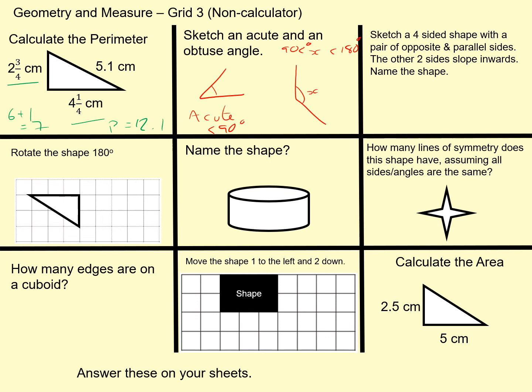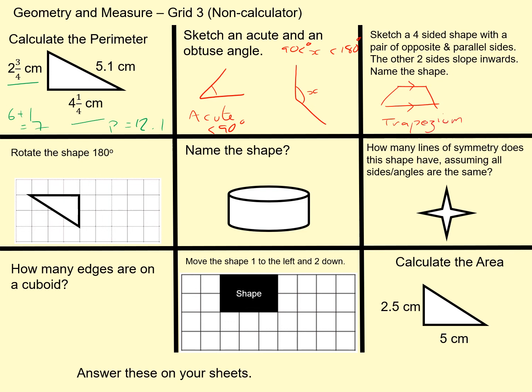Next, sketch a four-sided shape with a pair of opposite and parallel sides. The other two sides slope inwards. Name the shape. Okay, well, let's have a think. So, a pair of opposite and parallel sides. Forgive the bad drawing, but there's a pair of opposite and parallel sides. The other two sides slope inwards. So, it should look a little bit like that. What kind of shape is that? That's called a trapezium.